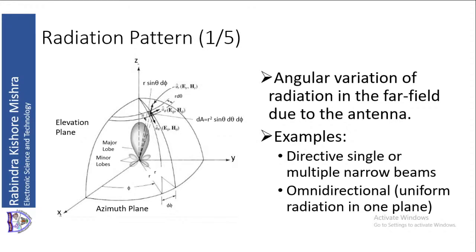This is a physical antenna. Omnidirectional antennas are physical antennas. We will consider the dipole antenna. We will discuss the dipole antenna. That is an omnidirectional antenna.